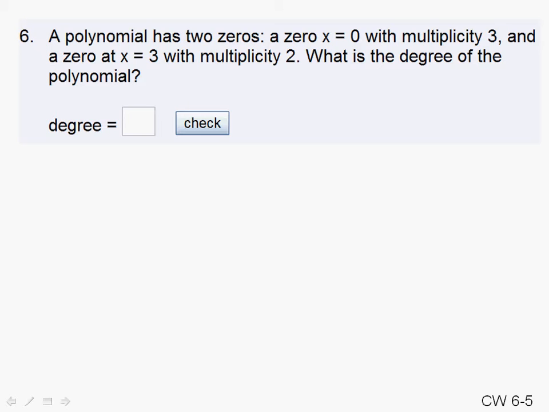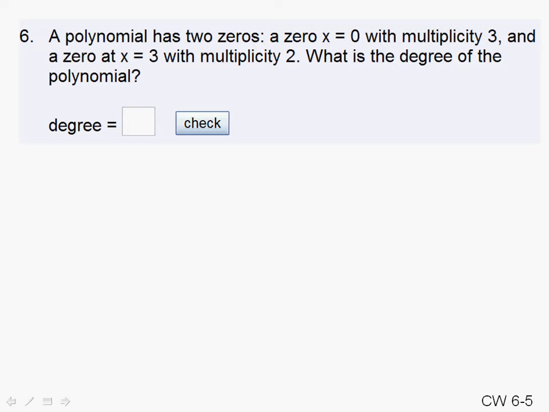Question number 6 says a polynomial has two zeros, a 0 at x equals 0 with a multiplicity of 3 and a 0 at x equals 3 with a multiplicity of 2. What is the degree of the polynomial? Now remember, the degree is the highest sum of exponents on a term.